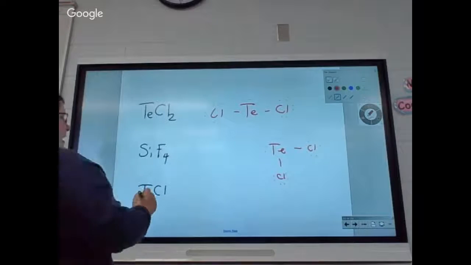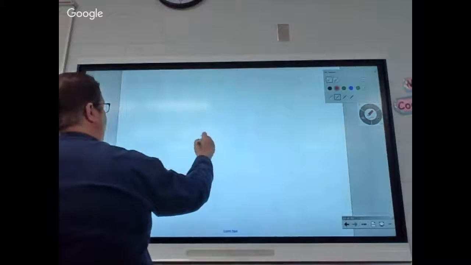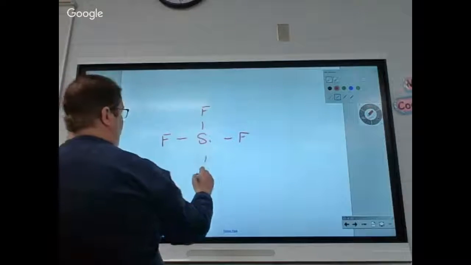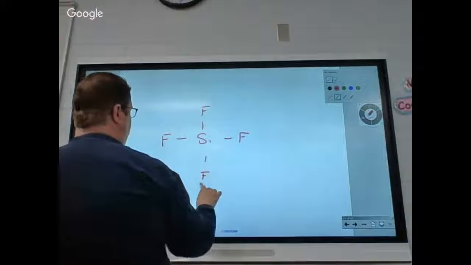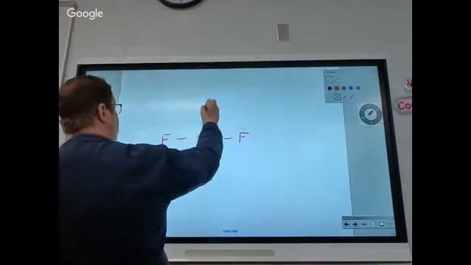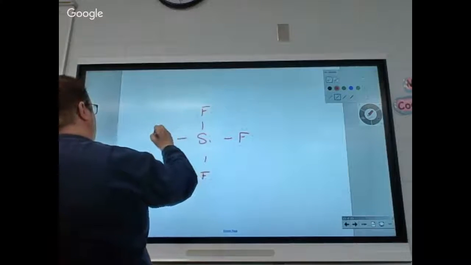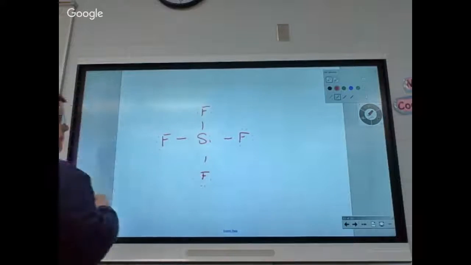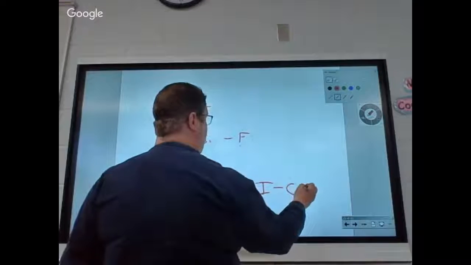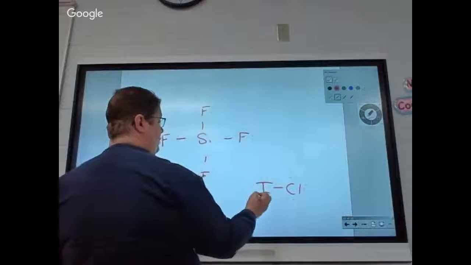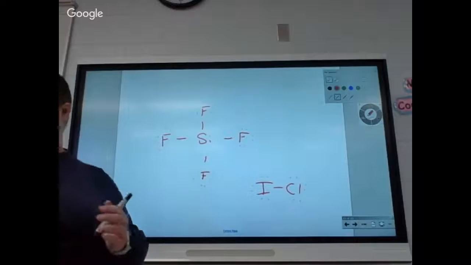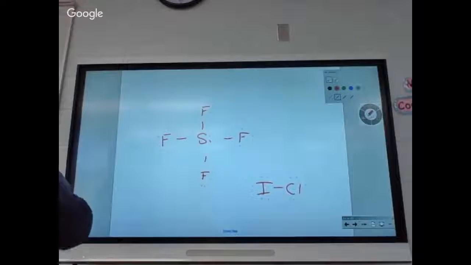Now, SiF4 is going to look pretty much similar for everybody in the room in that there are 4 Fs. So they're all going to look the same, except that should be 2 dots. Like that. Everybody okay with that one? And then ICl has how many dots? 14. Like that. Everybody okay with those? 7 plus 7 is 14.